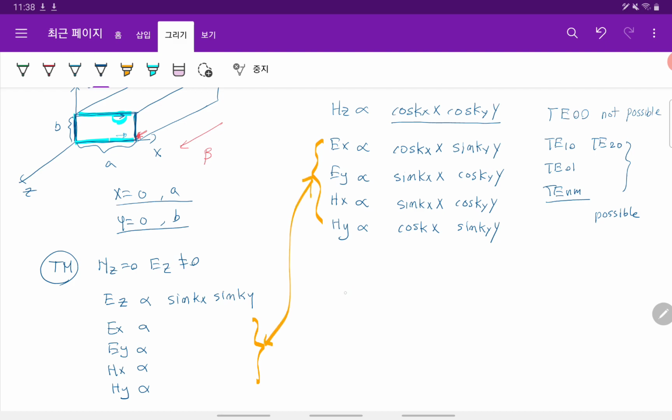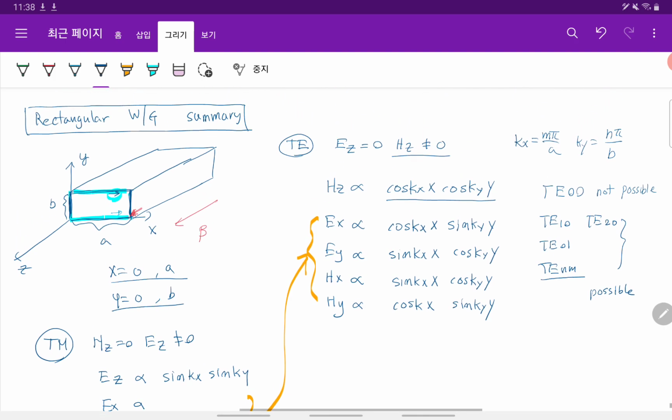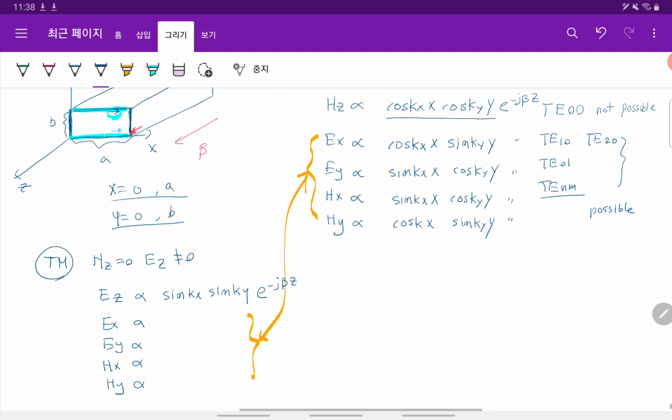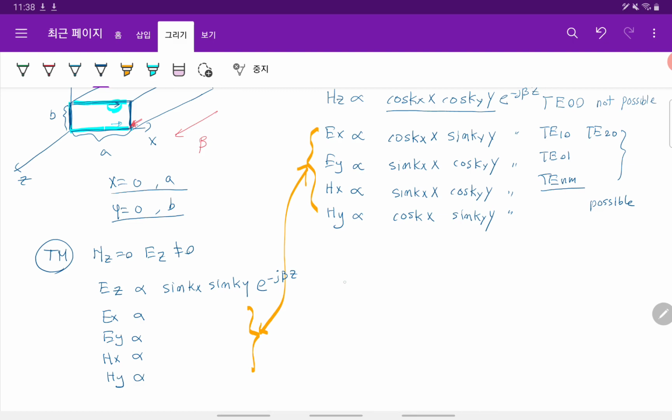For the TM case, Ez has sine and sine. Actually, I omitted the propagation term, so every term should have it, to maintain the wave propagating in the plus z direction. So TM00, TM10, and TM01 are not possible. TM11 is possible.